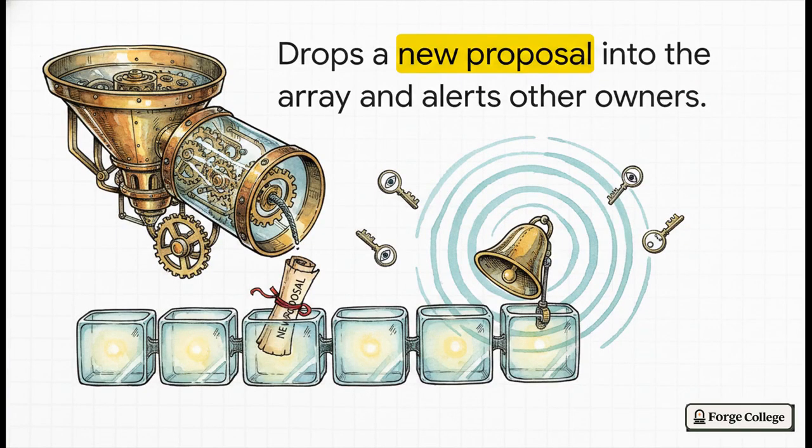First up, the propose function. Calling this drops a brand new, unexecuted transaction straight into our array and immediately emits an event. It basically sounds the alarm, gracefully alerting the other owners that there's a new proposal on the table.